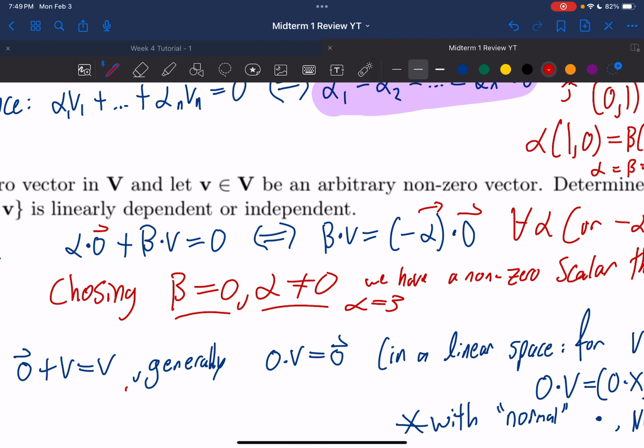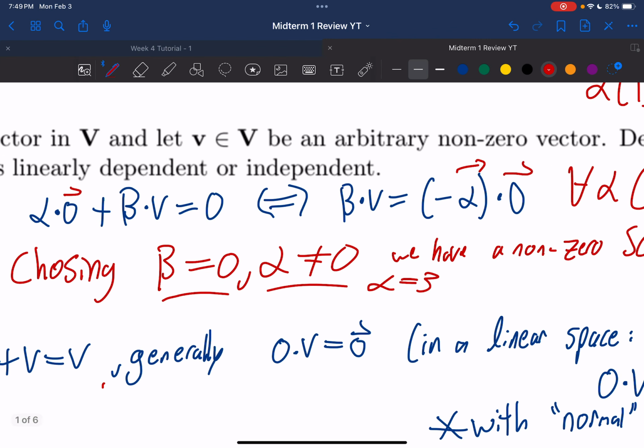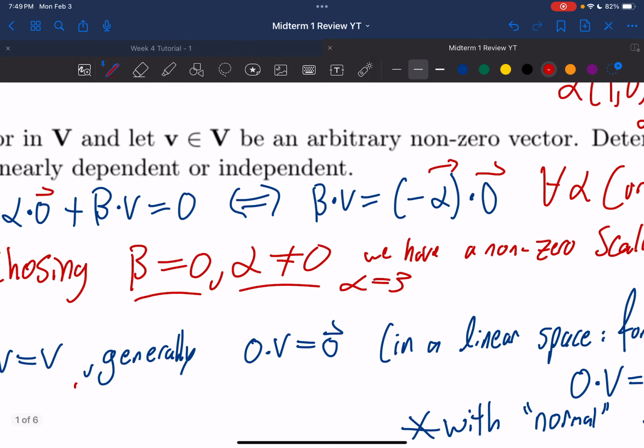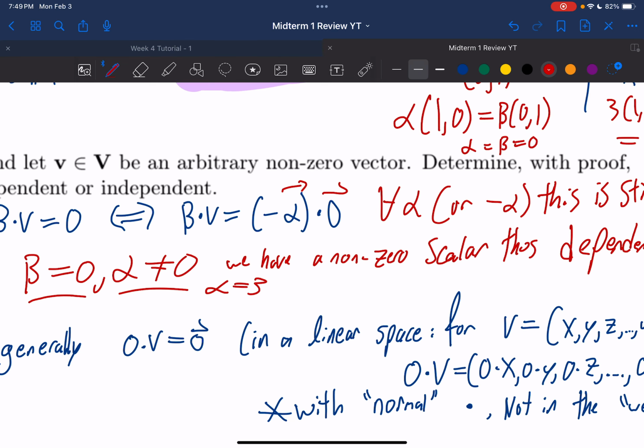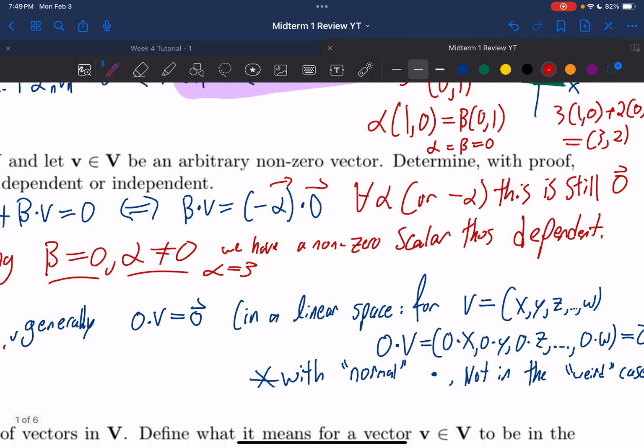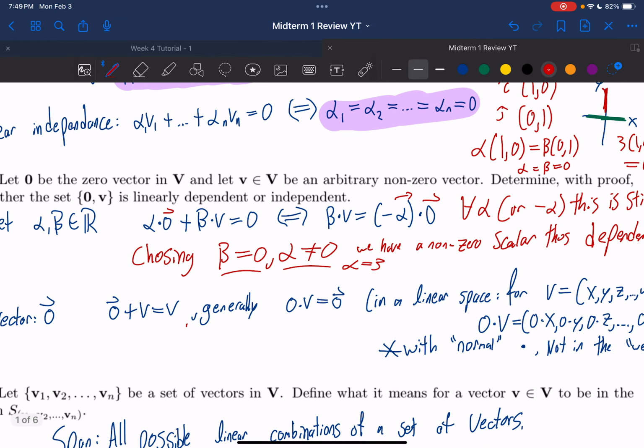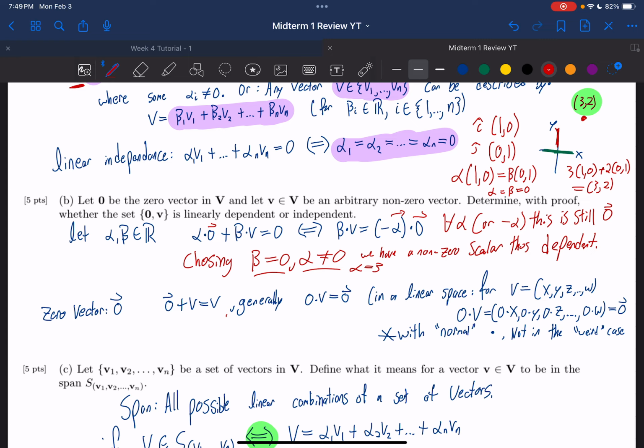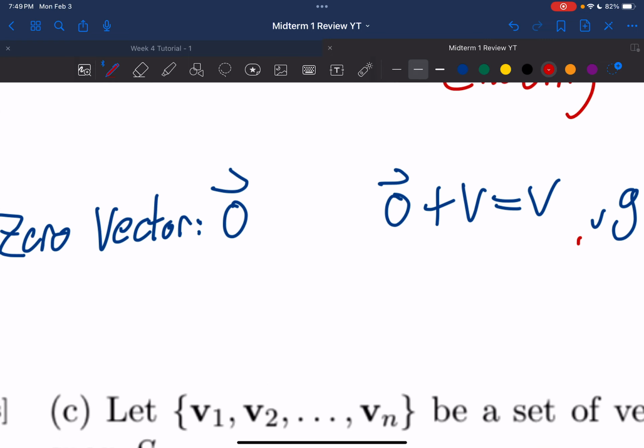But defining this a little further, if we choose beta as 0, which we have to do by necessity, and any alpha, let's say alpha is 3, then we have a non-zero scalar solution to this golden equation.